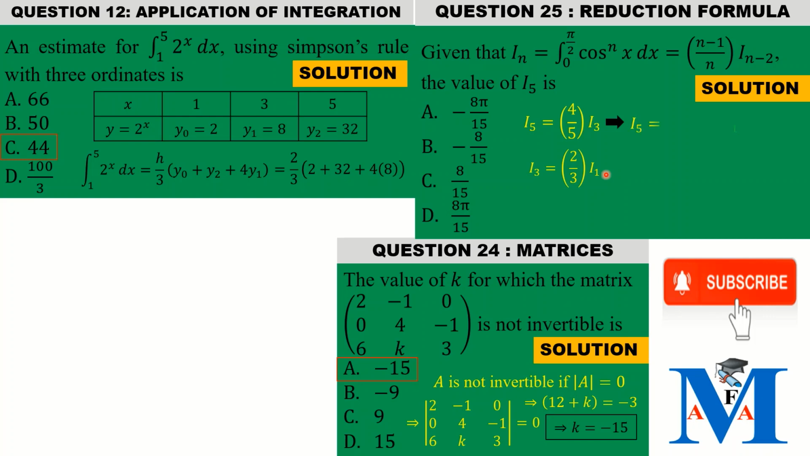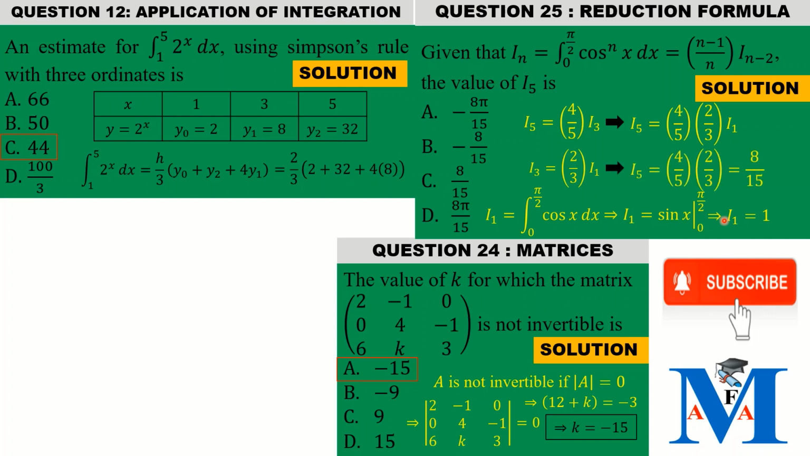Now we need to look for I1, or from there we can get I5 by substituting 2/3 I1 for I3, and we get 4/5 times 2/3 times I1. Now I1 is simply letting n be 1 here and looking for the integral from 0 to pi ln 2 of cos x dx. So integrating cos x, you get sin x from 0 to pi ln 2. So I1 is equal to 1. Now we need to find the value of I5. So we just get 8 divided by 15. So the correct answer is C.